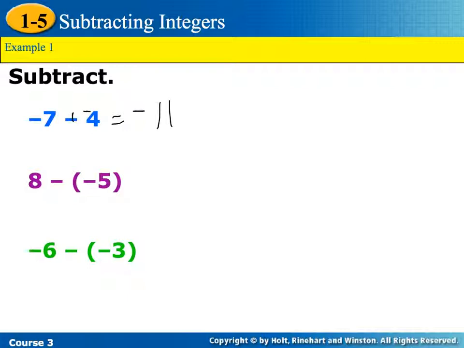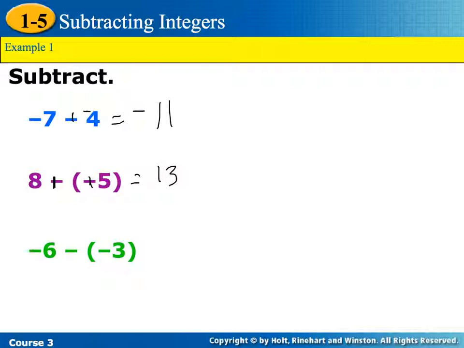Again, we're using those rules of addition that we used last time in our last video. So 8 minus a -5. Change the subtraction to addition. Take the opposite of -5, which is +5. 8 plus 5, 13.